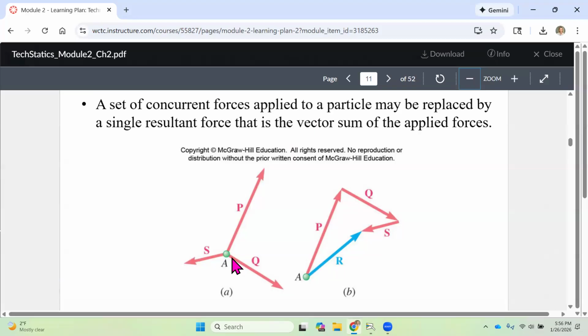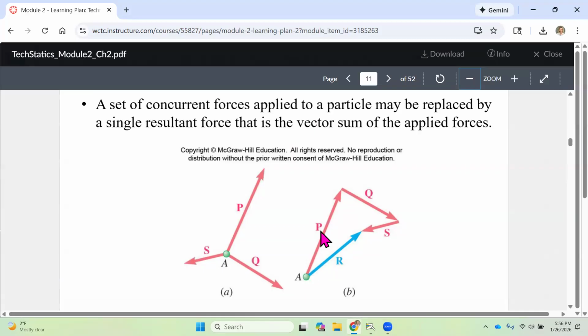We're going to take its tail and put it at the tip, or the arrowhead, of P. So that's where you see this here. Then we're going to move S, take its tail, and put it at the tip of Q.